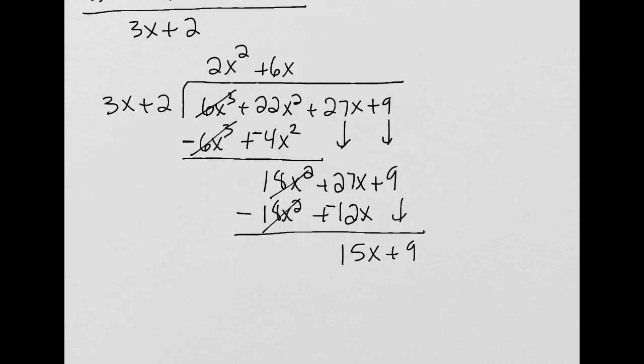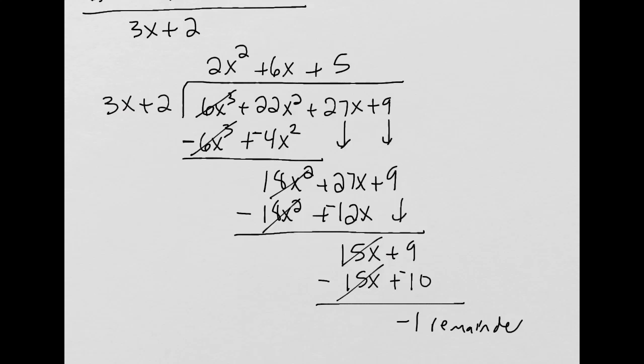Okay, let's go one more cycle through. So 3x times what gives me 15x? Well, in this case it'll be plus 5. So 5 times 3x is 15x. 5 times 2 is 10. Draw my line, change my signs, and add. 15x and negative 15x is 0. 9 plus negative 10 is negative 1. And that's as far as I can go. So negative 1 is called my remainder. 2x squared plus 6x plus 5 is my quotient.